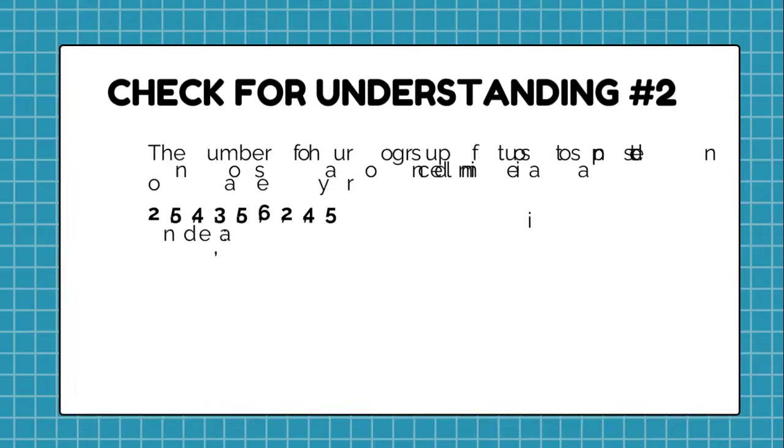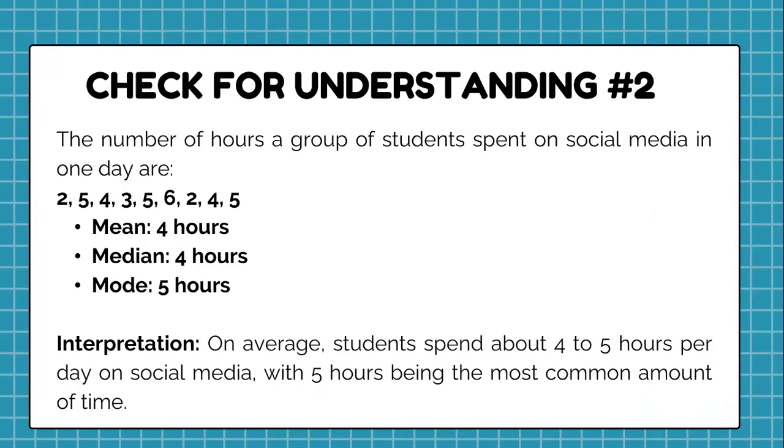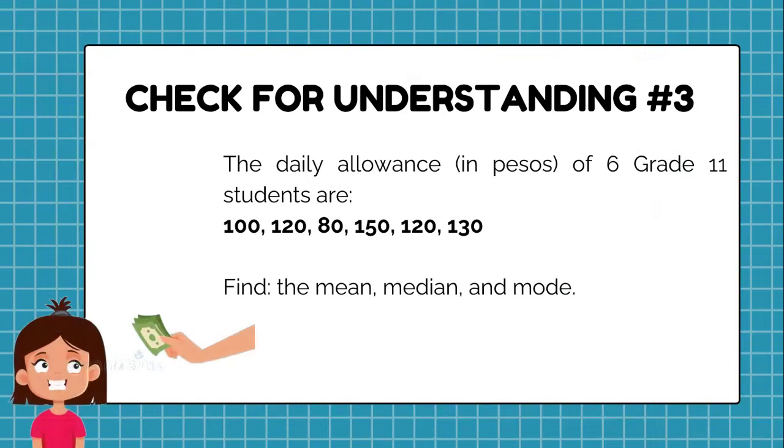So again, the mean is 4 hours, the median is 4 hours, and the mode is 5 hours. Now let's proceed to our interpretation. Typically, students spend around 4 to 5 hours daily on social media, given our three M's, which are 4 and 5, respectively. Now let's check our understanding.